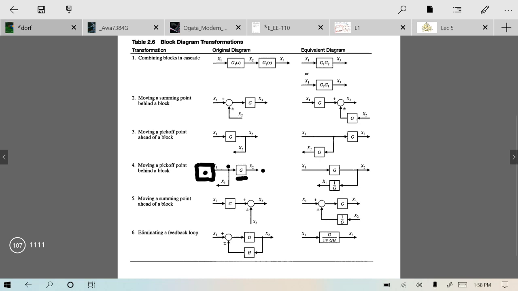In any case, if you want to join this block with this G, then this X1 is hindering your path. Then obviously you want this X1 to be removed from here and you want this pickoff point to be here instead of this location. So you want this pickoff point to be moved behind a block over here. The signal that you wanted to pick off was X1, not X2, so you will multiply this with 1 over G to make it X1.